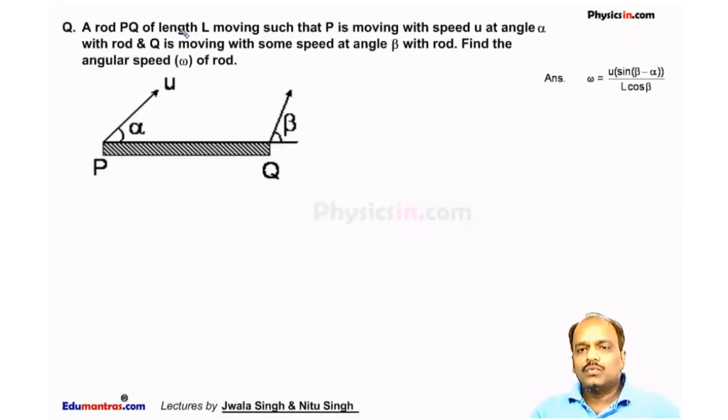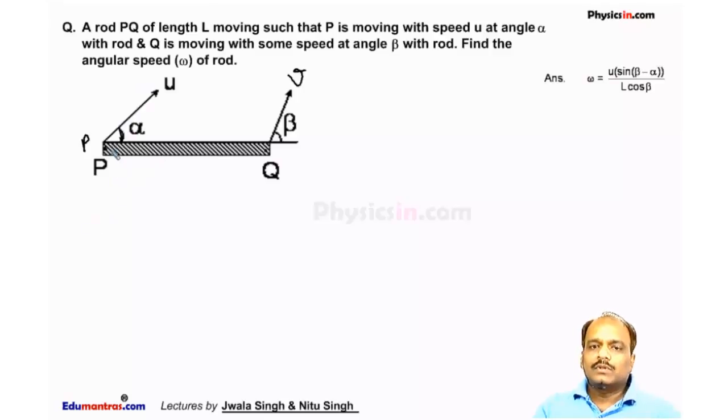A rod PQ of length L is moving such that P is moving with speed u at an angle alpha with the rod and Q is moving with some speed at an angle beta with the rod. Find the angular speed omega of the rod. Let the velocity of this point Q be v. Now we can say the velocity of point P is moving at an angle alpha with a speed u.